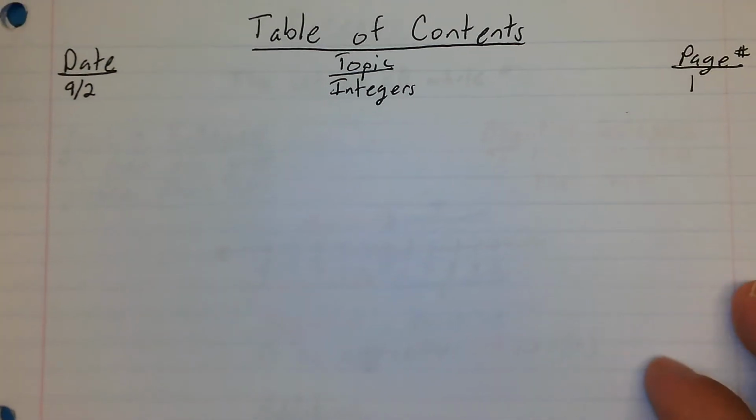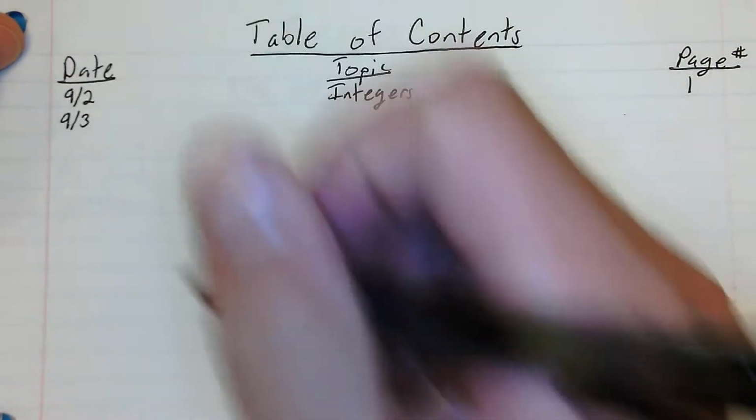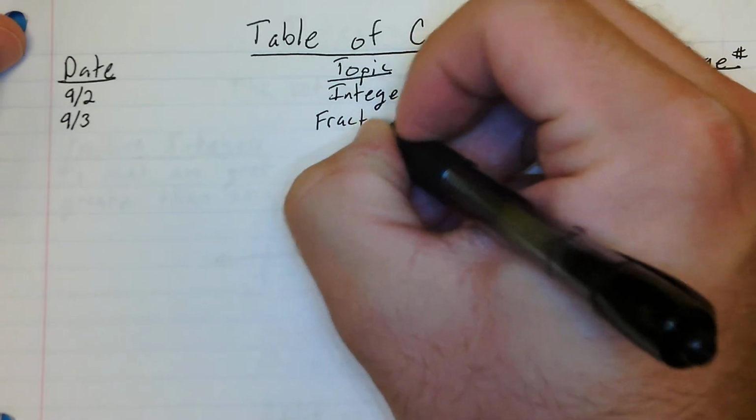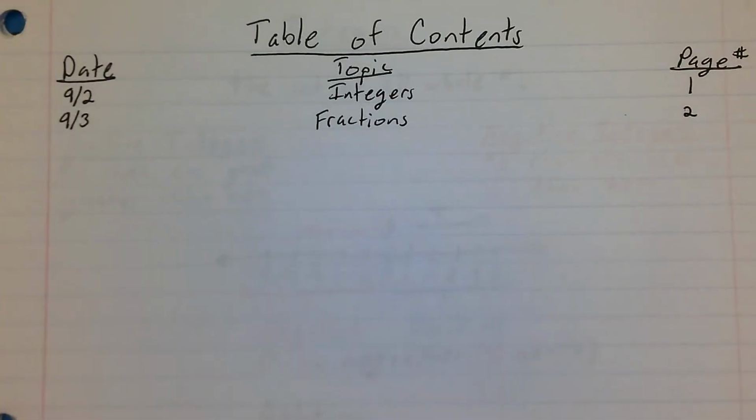Alrighty, so today we'll be going over fractions. So today is the 3rd of September. For your topic, it's going to be fractions. Page number will be page number 2. So we're going to go ahead and open up to our second page.